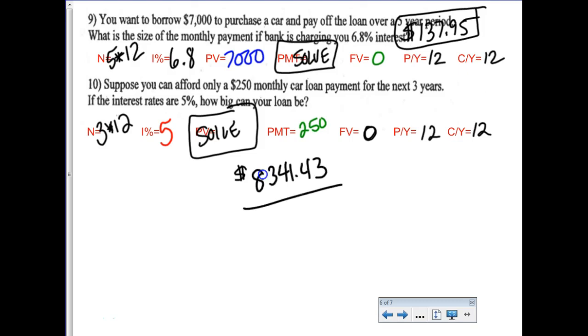$8,341, and thank goodness for that 43 cents at the end. So then you walk in and you're like, I can afford an $8,341.43 car. And then they're like, here you go. No, don't do that.